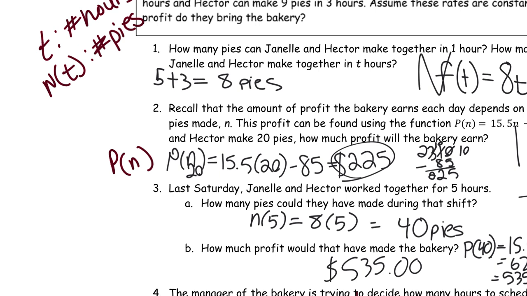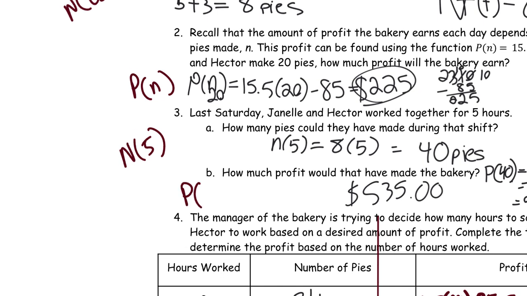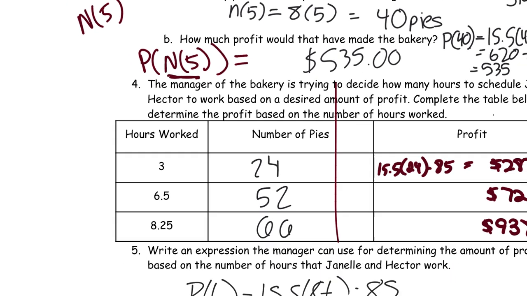What was that? Profit based on what? So n was our number of pies. Okay. Here we did n of 5, right? And then we did our profit. Wasn't this the profit of n of 5? So we took a function, we got the answer, we plugged it into another function. That's what we're doing today, composition of functions. We take a function and we stick it inside of another.